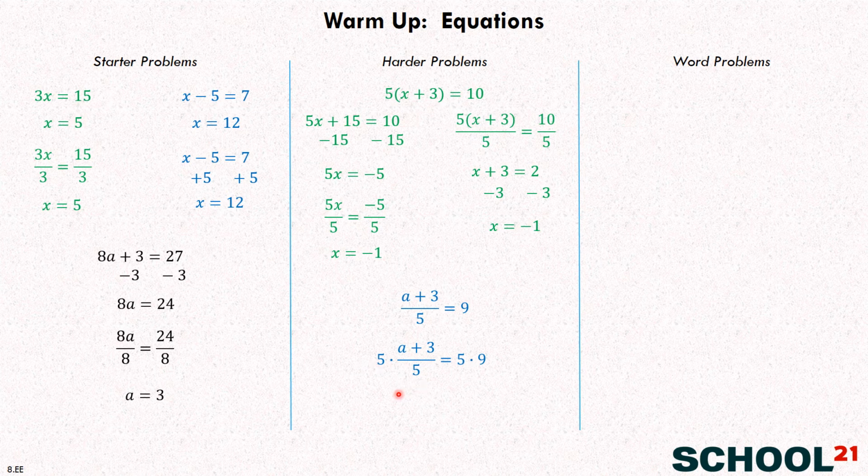So on the left-hand side, what will we have? A plus 3. How about on the right-hand side? 45. So a plus 3 equals 45. Now what's bugging us? That plus 3. So how do we get rid of that? Minus 3. Okay, and what will we have left on the left-hand side then? A. And how about on the right-hand side? 42. Okay, so a equals 42.